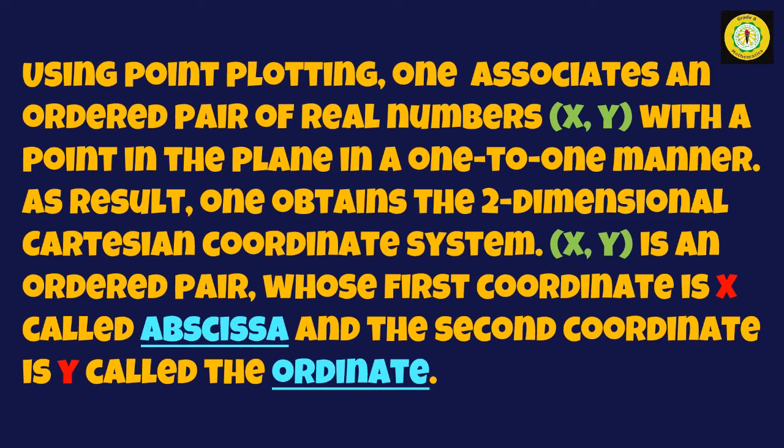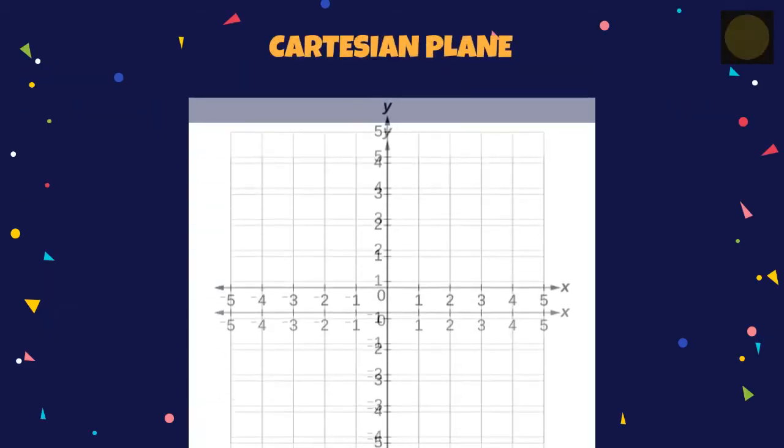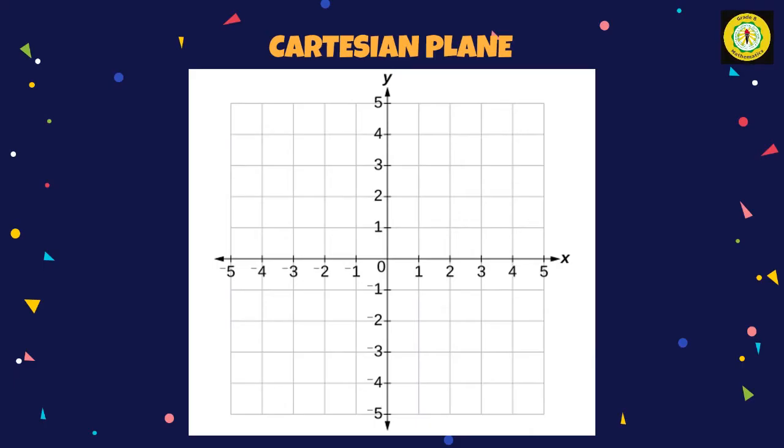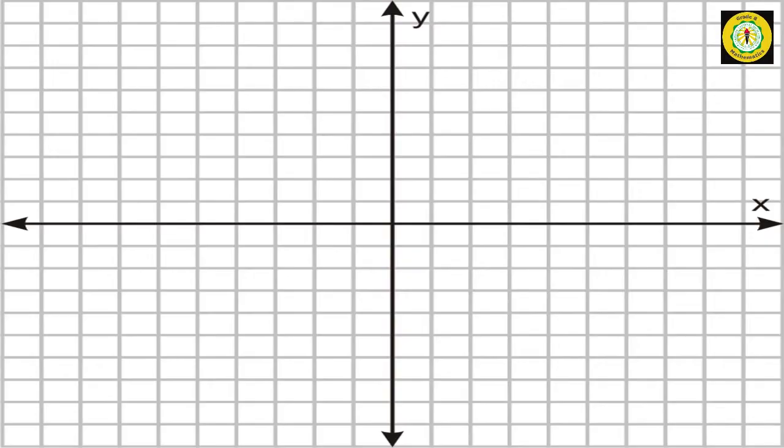Point x and y is an ordered pair, whose first coordinate is x, called abscissa, and the second coordinate is y, called ordinate. So here's the example of our Cartesian plane. We have two perpendicular lines. One is horizontal and one is vertical. The horizontal line is our x-axis.